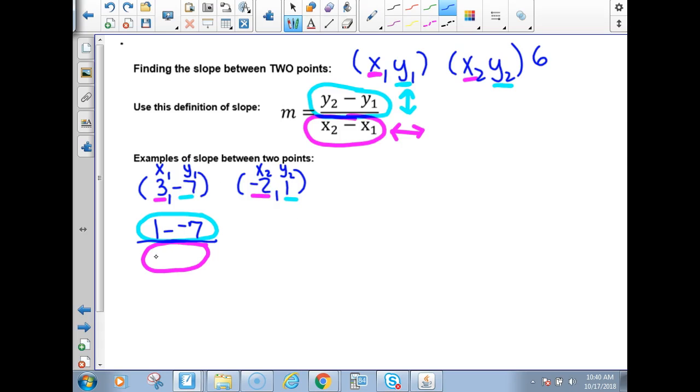And -2 minus 3 for the x's. Now I simplify. If you need a calculator, you're welcome to use it. 1 minus -7 would be 1 plus 7, which is 8.